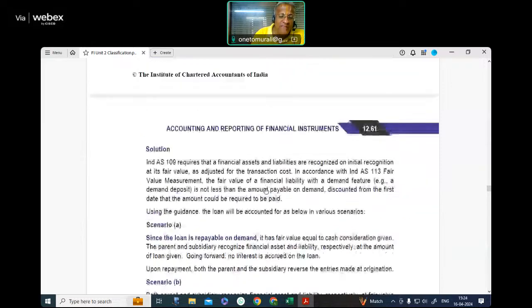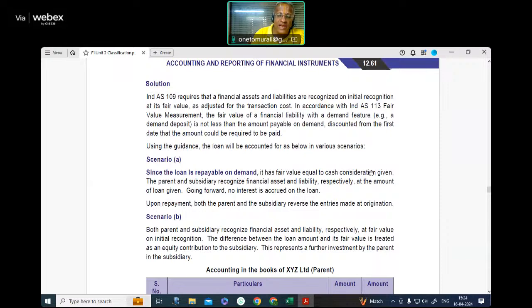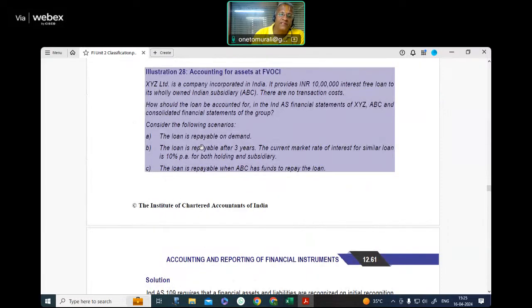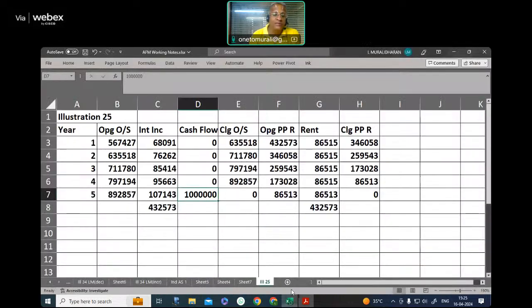That is the reason why they say it is payable on demand, fair value equal to cash consideration, and parent and subsidiary recognize financial asset and liability respectively at the amount of the loan given. So initially, whether it is under amortized cost, OCI or through profit and loss account, it is taken up at fair value. Going forward, no interest is accrued on the loan. Upon repayment, both parent and subsidiary reverse the entire entries made at origination. So the first question is a beautiful question, and you got to answer it in this fashion.